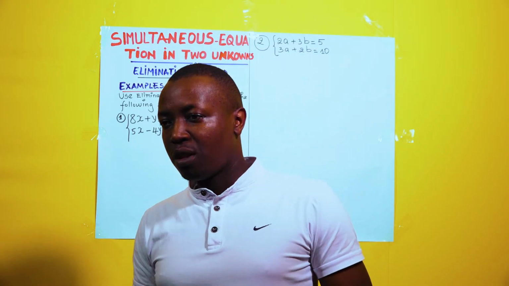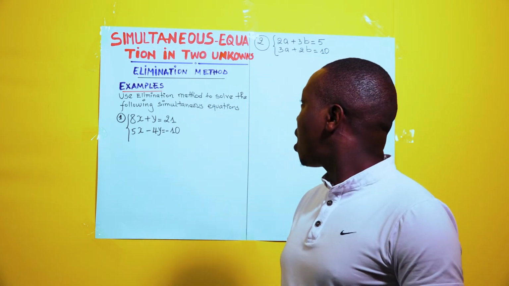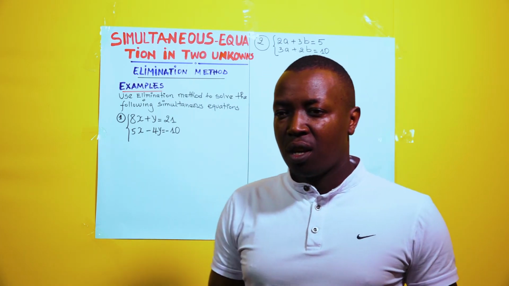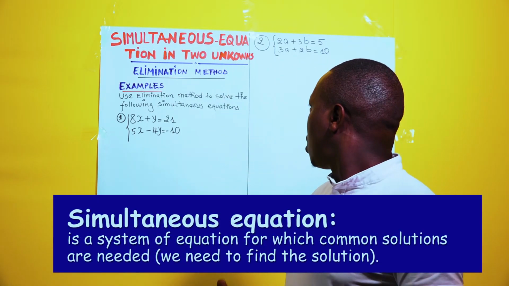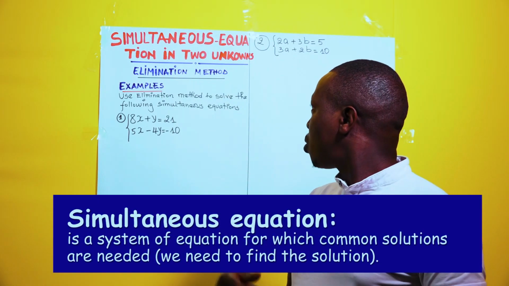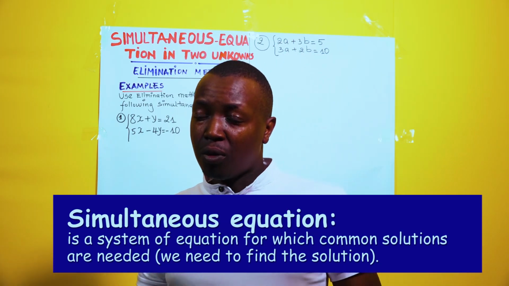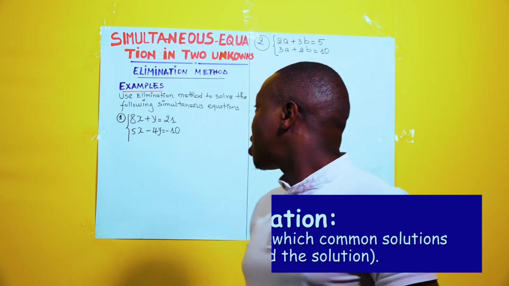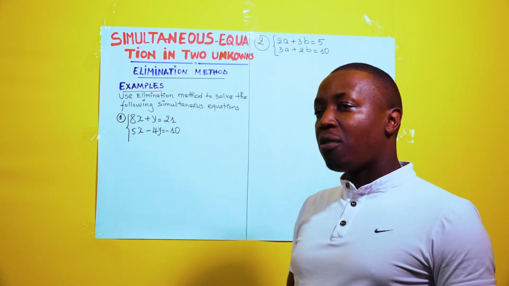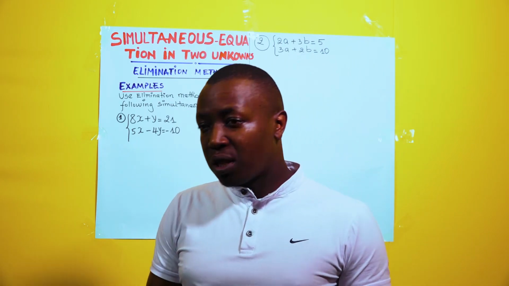It is the elimination method. First of all, what is linear? What is a simultaneous equation? It is a system of equations for which two equations are given, and you are going to look for a solution. We need to find the solution. It means it is a system of equations for which we need to find a solution, right?